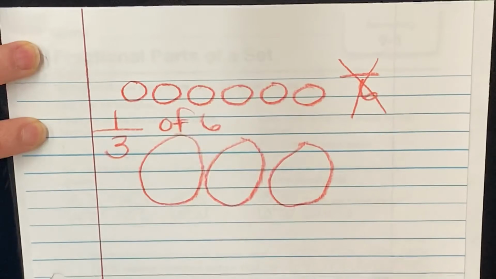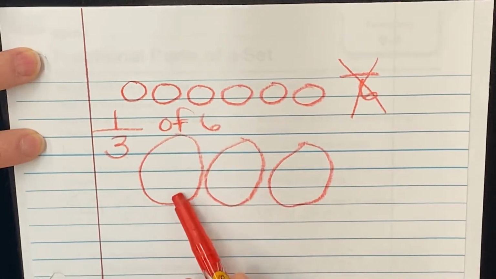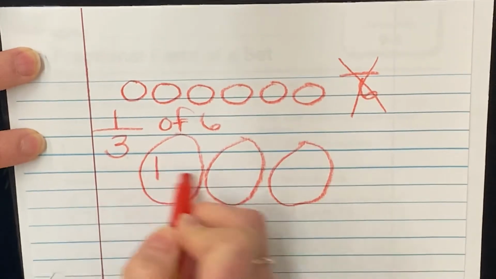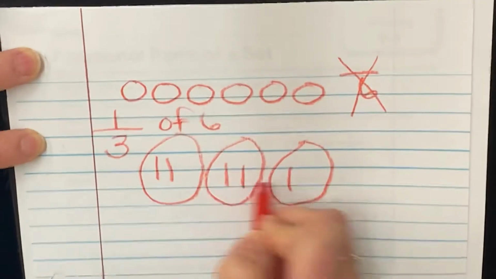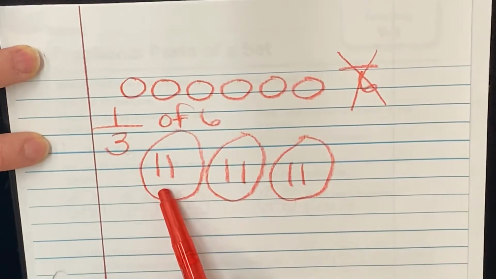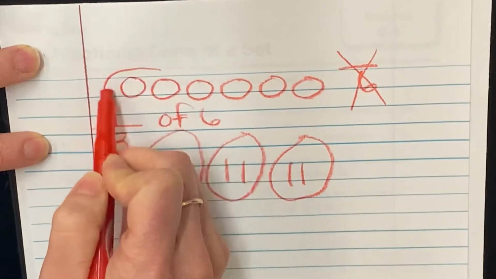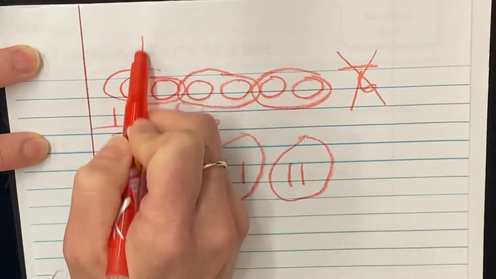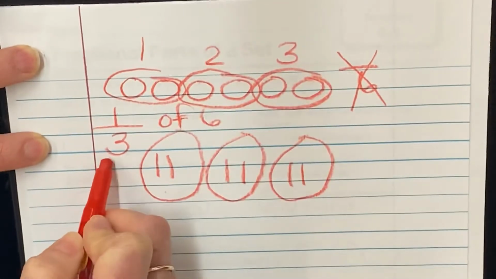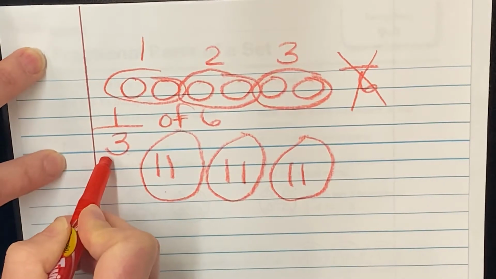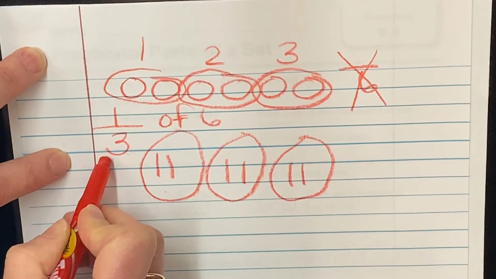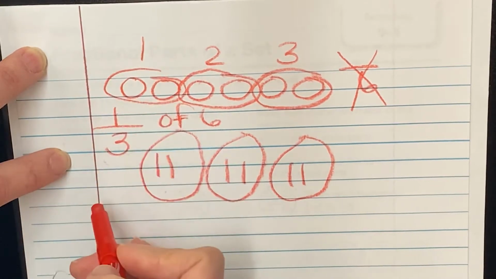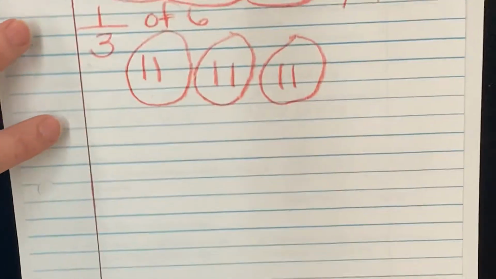So to figure that out, you're going to take 6 and divide it up into each group until you run out of 6. 1, 2, 3, 4, 5, 6. So there's 2 in each group. So if I circle 2, I'm going to end up with 1, 2, 3 groups, which is how many groups we started with. So 1/3 of 6 is 2, because there are 2 circles in each group.